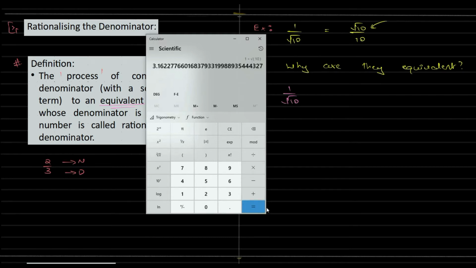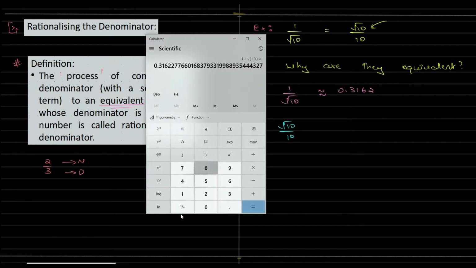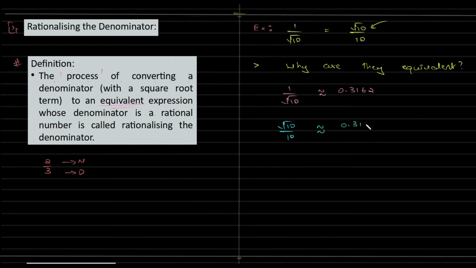root of 10, which is approximately 0.3162. So let's take up root of 10 by 10. Using the calculator, root of 10 divided by 10 is 0.3162 again. This is approximately equal to 0.3162. So in both cases we have the same output, same number. So these two are equivalent because their output is the same.